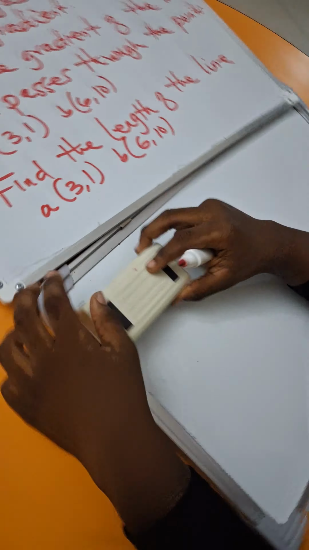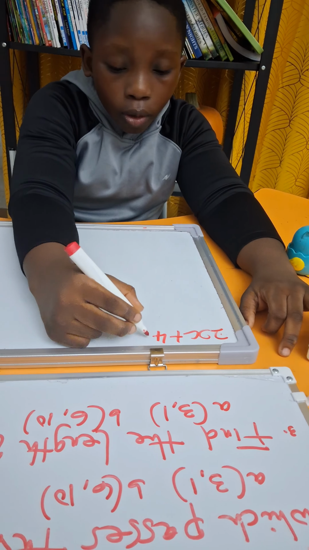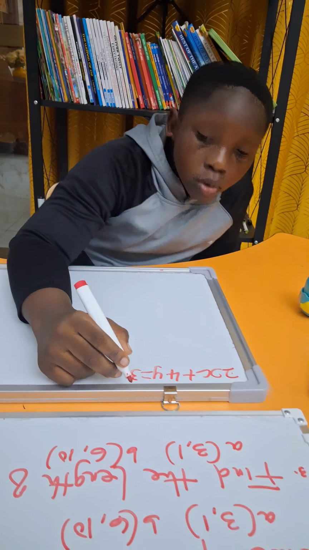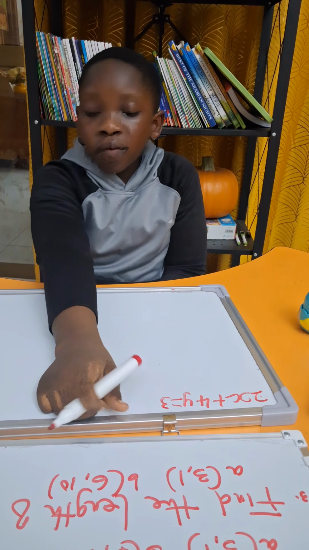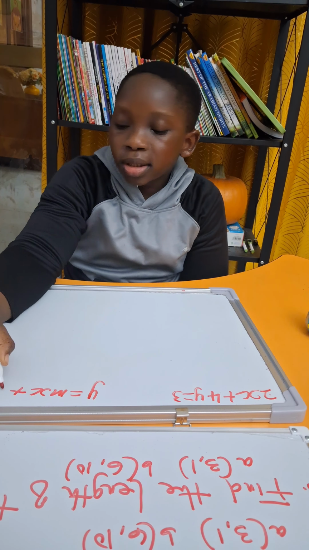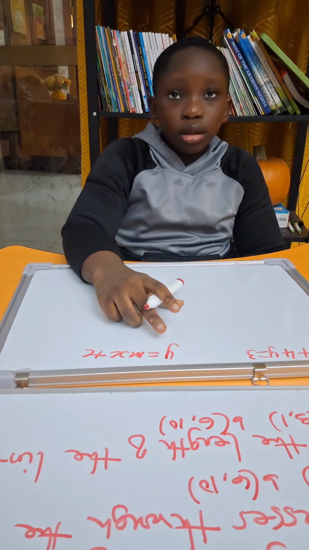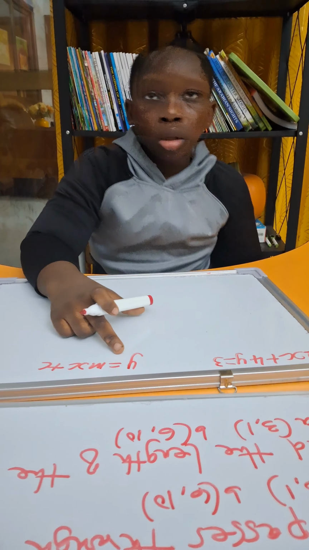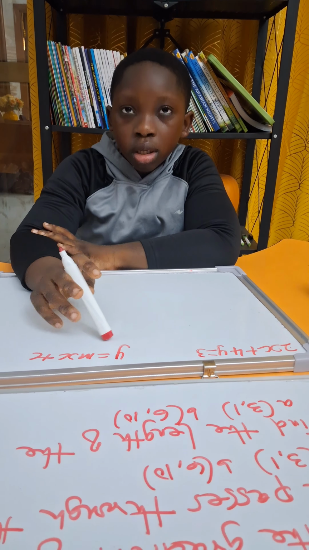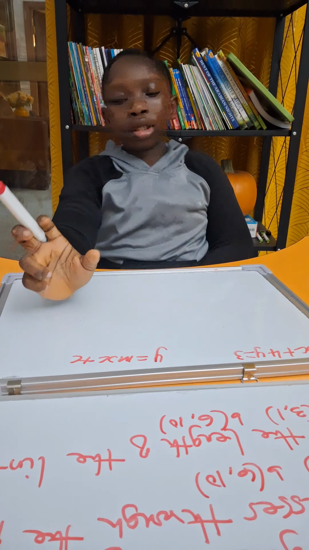Now, we write the question. 2x plus 4y equals 3. To solve this, we use the linear function, which is y equals mx plus c. So as you can see in the linear function, y has been made the subject. And in this linear function, y and x are the variables, m is the gradient, and c is the intercept on the y-axis.